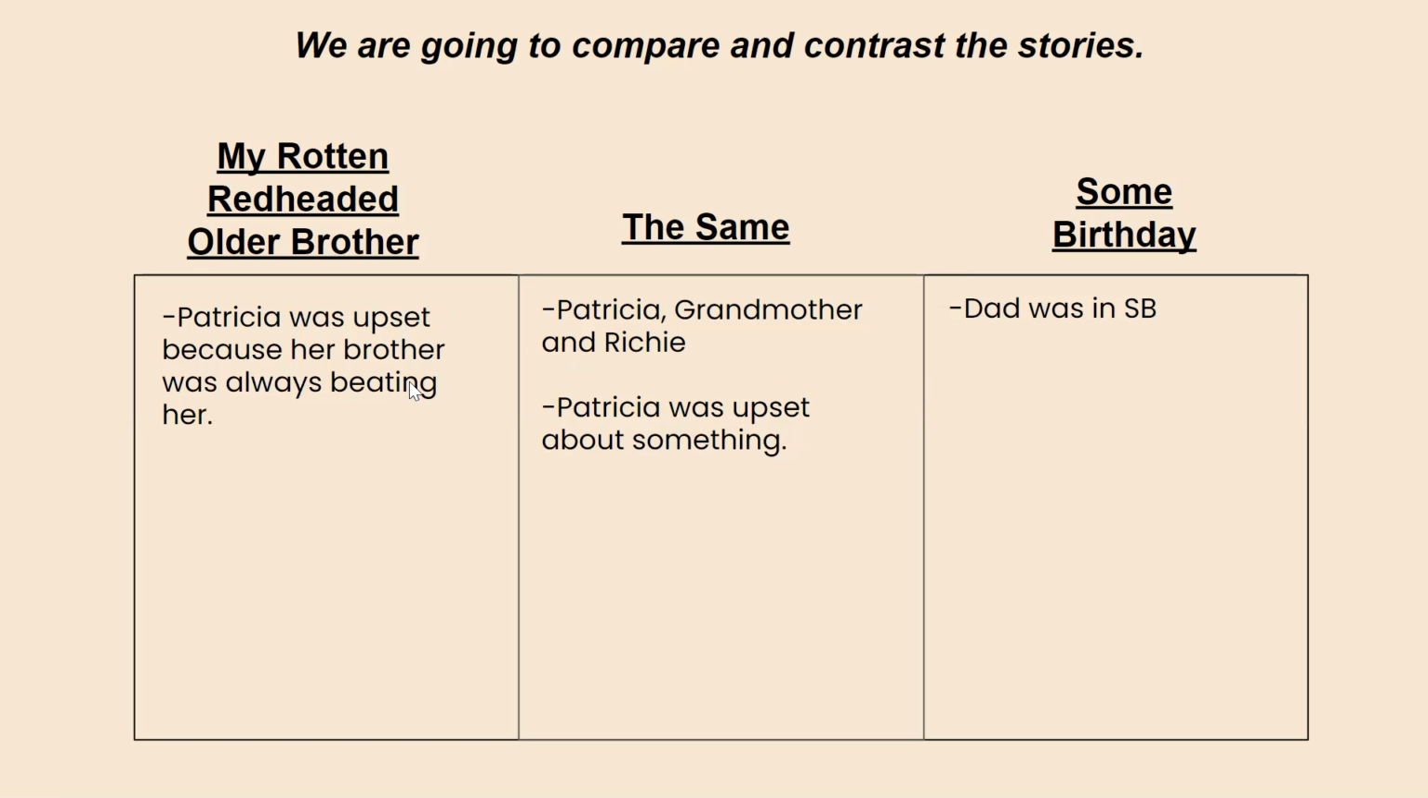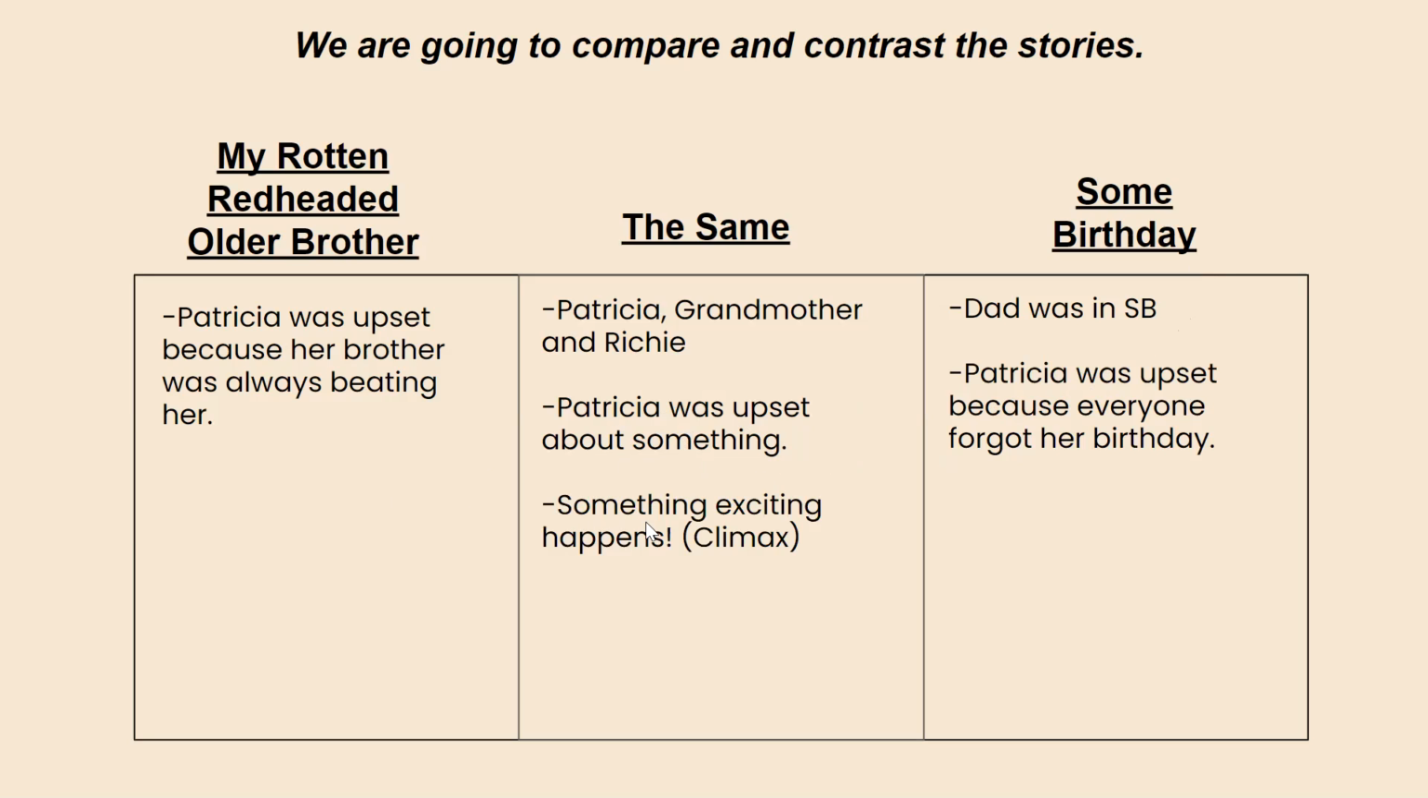Patricia was upset because her brother was always beating her in My Rotten Redheaded Older Brother. That was the problem in that book. Now I think about the problem in Some Birthday. Patricia was upset because they had forgotten her birthday. Okay, so what's the same? Patricia was upset. But what's different is what she was upset about. So then we go into each category and we say what she was upset about.